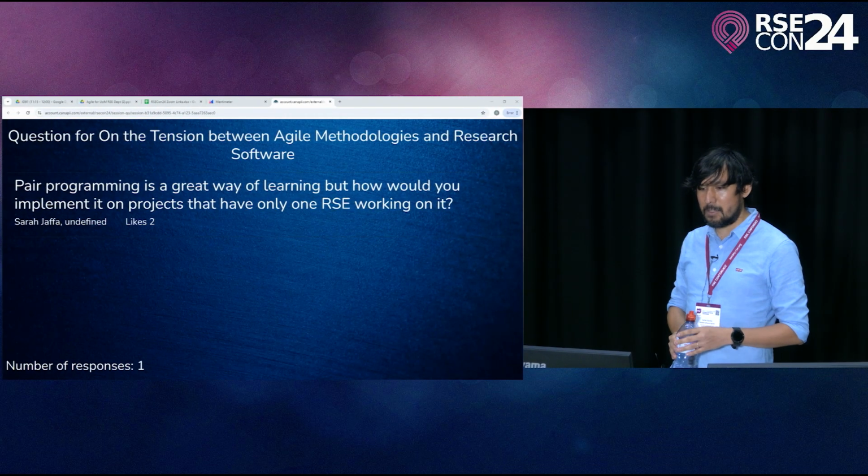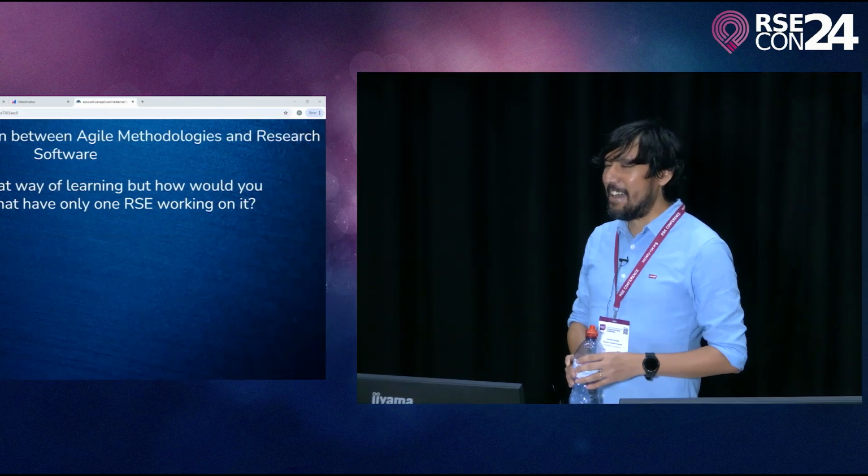Okay, pair programming is a great way of learning, but how would you implement it on projects that have only one RSE working on it? Ooh, pair programming with one person. That's a really, really hard question.